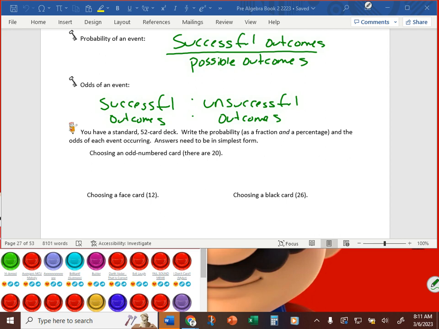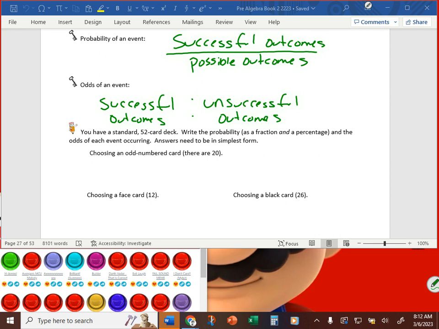Okay, so you have a standard 52 card deck. Are we all familiar with decks of cards? This is kind of some prior knowledge that I know you are. So you've got 52 of them, right? Half are red, half are black.